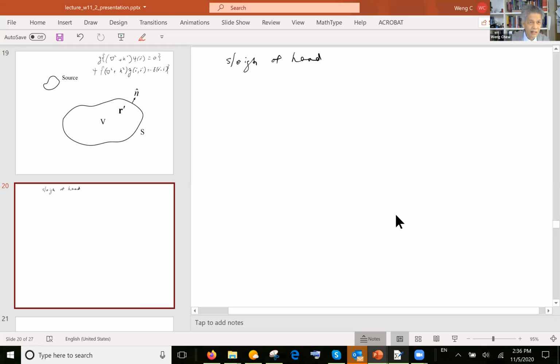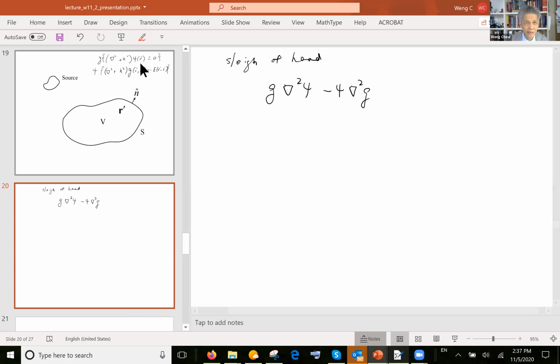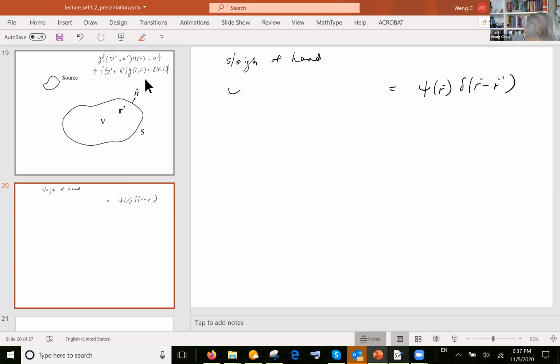On the left-hand side, if I subtract them, I will get g Laplacian of psi minus psi Laplacian of g. And then I will have g k squared psi and k squared g psi, and these two terms subtract out to 0. On the right-hand side, if I subtract them, I will get psi(r) delta(r minus r prime). Does everybody agree and see? Can you see that? Let me write the left-hand side more carefully so that you can see the arguments. So it'll be psi of r.